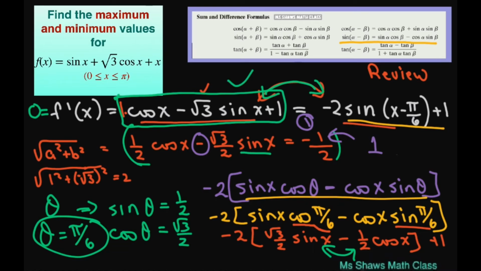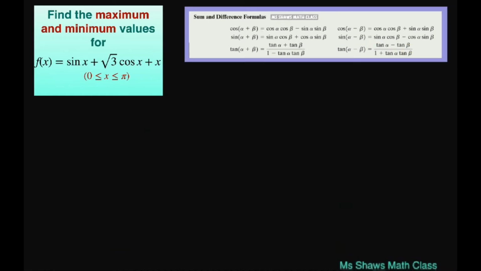I'm sorry if I wasted too much time on that, but I just didn't want a lot of comments on how did you get there. So now that we have that, let's get our minimum and maximum.